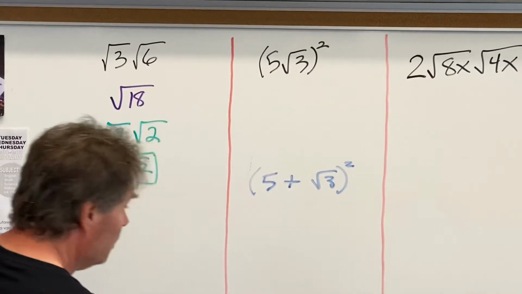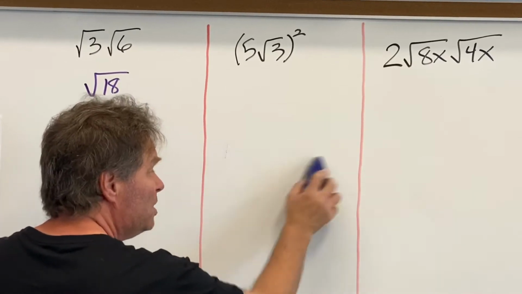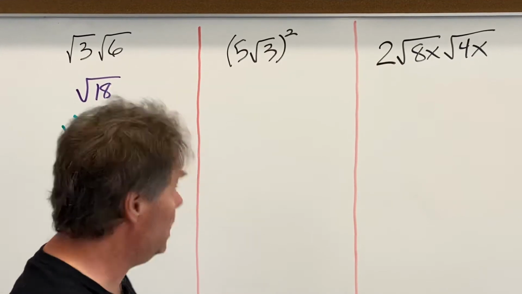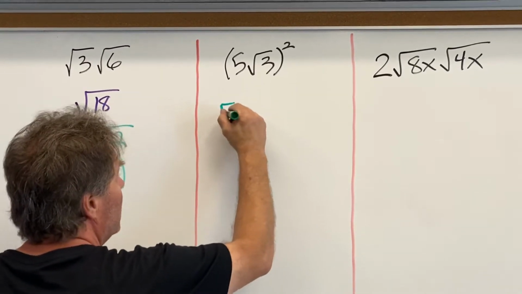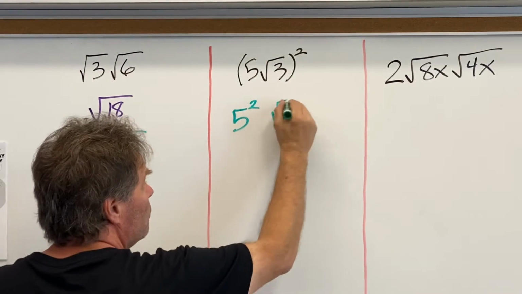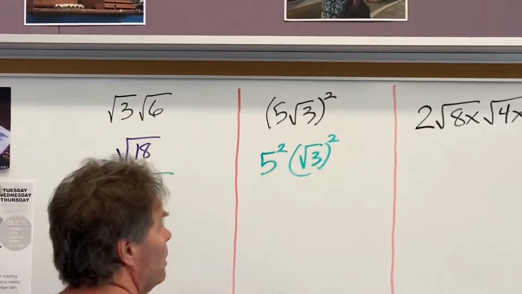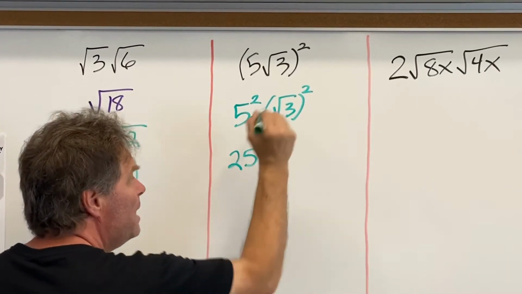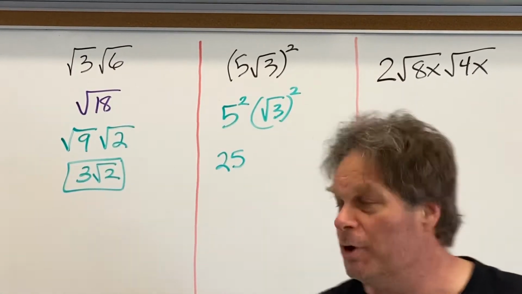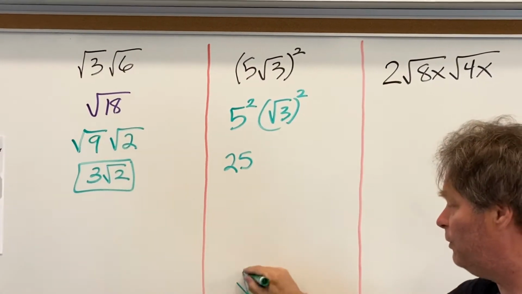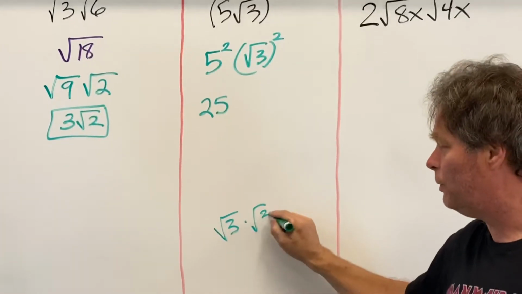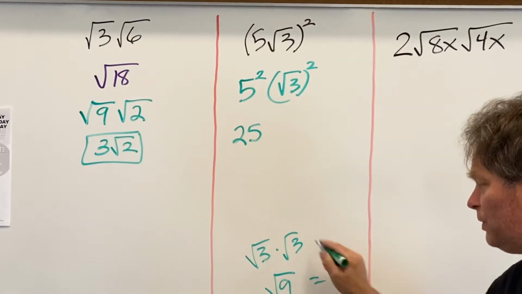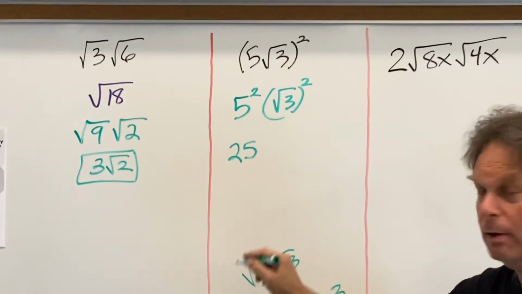But guess what? The good news is with multiplication like we have here, you can distribute the squared. So really, 5 root 3 squared you can think of as 5 squared times square root 3 squared. Well, 5 squared is 25, so this is 25. Now what is square root 3 squared? Well, you can think of it two ways. You can think of it as square root 3 times square root 3 is square root 3 times 3, square root 9, which is 3, and that is correct, so it's 3.